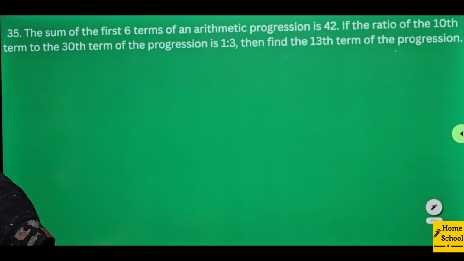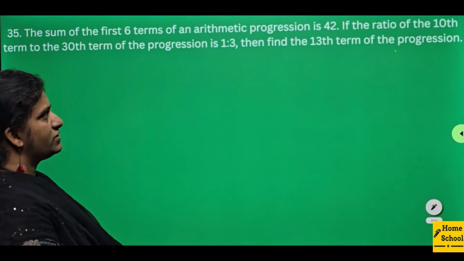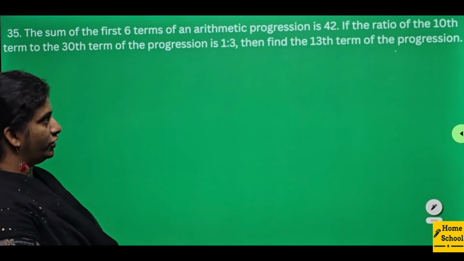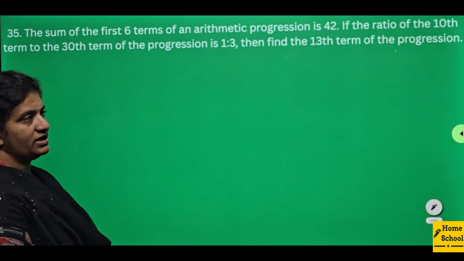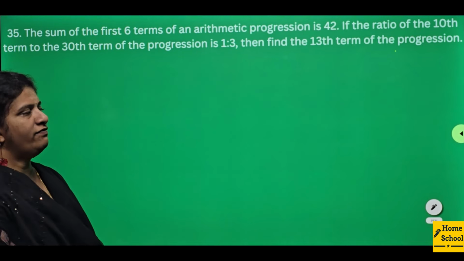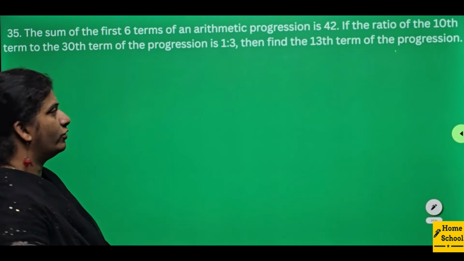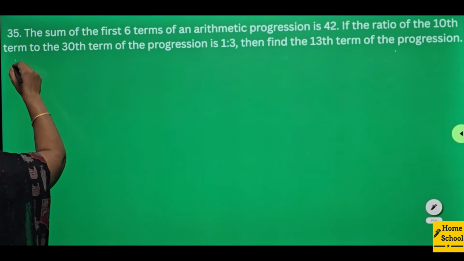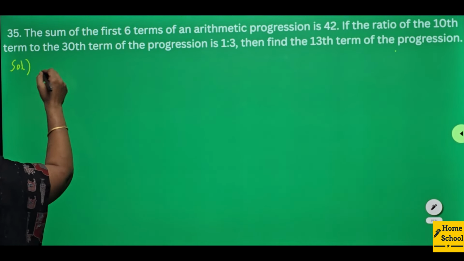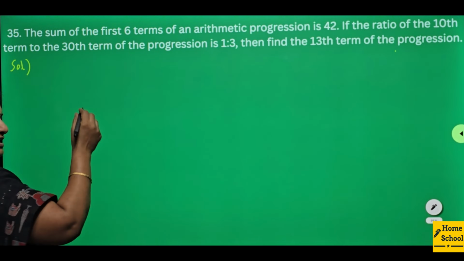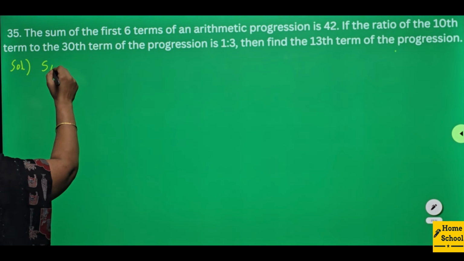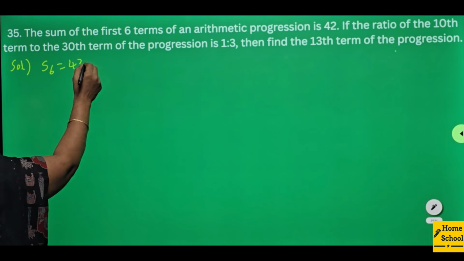35th one. The sum of the first 6 terms of an arithmetic progression is 42. If the ratio of the 10th term to the 30th term of the progression is 1:3, then find the 13th term of the progression. Let us start solving by writing the given data. Sum of first 6 terms means S6. S6 is equal to 42.